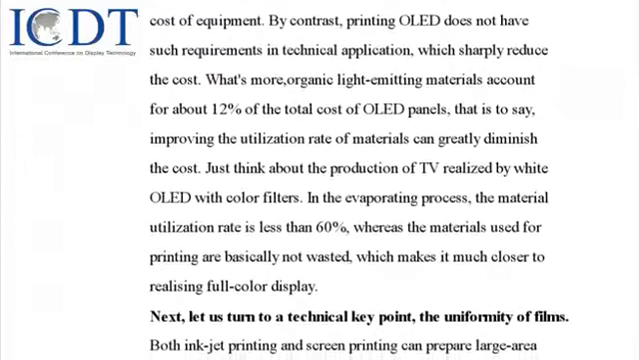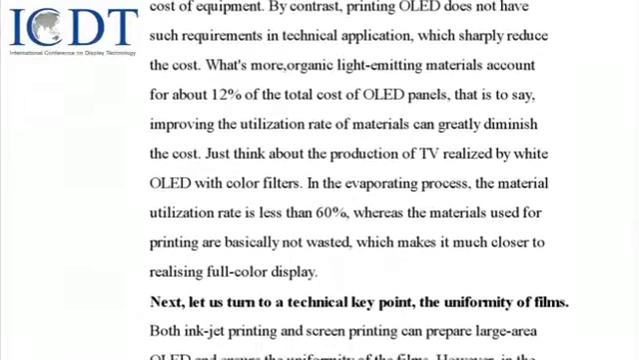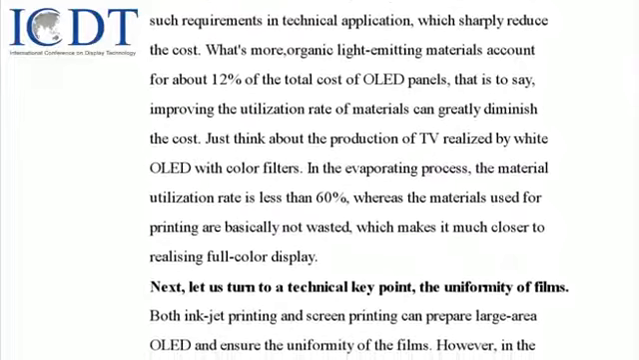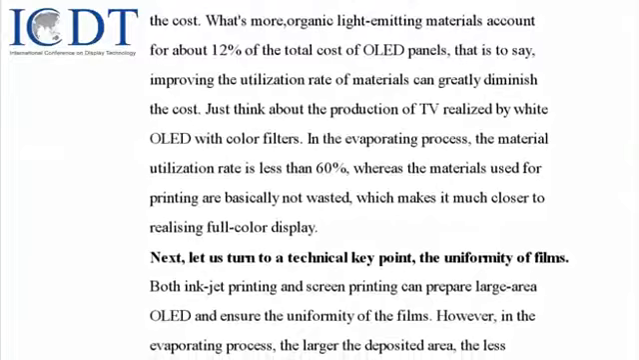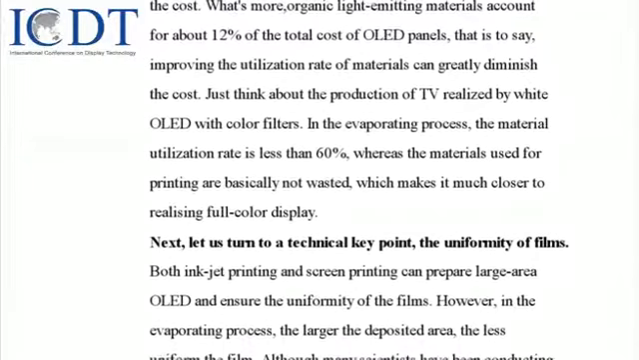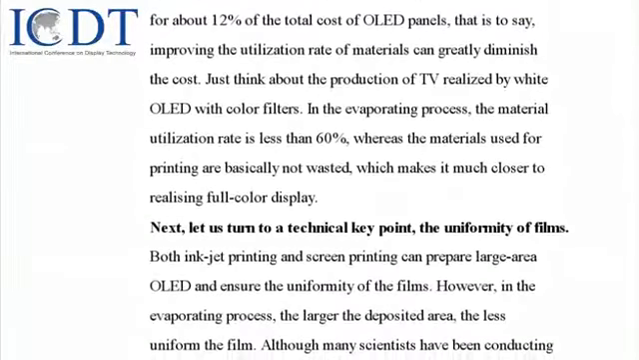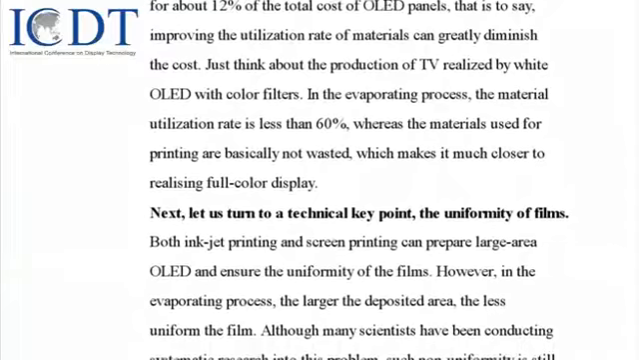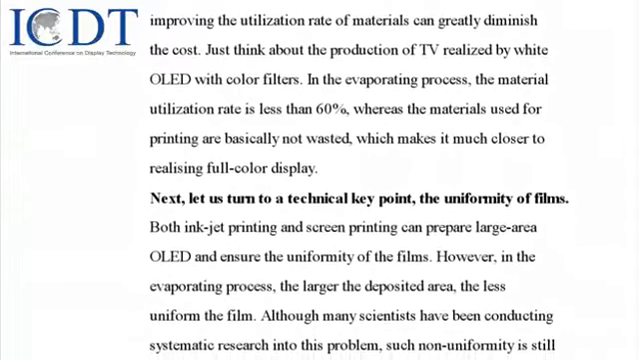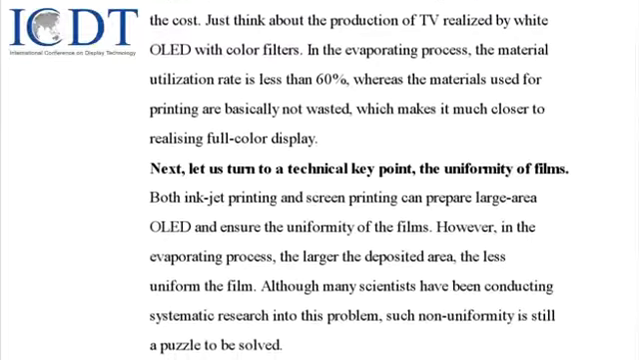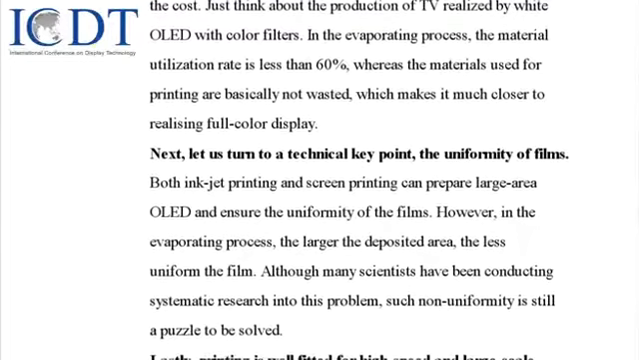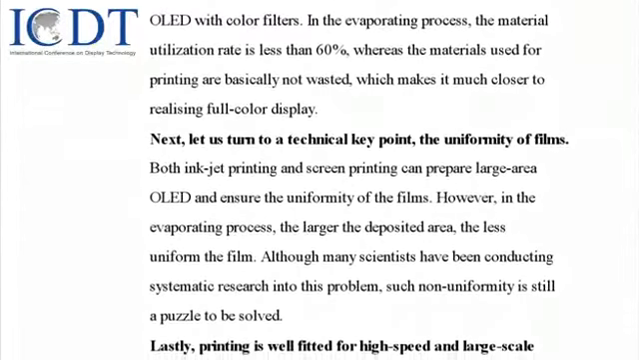Next, let's turn to a technical key point, the uniformity of films. Both inkjet printing and screen printing can prepare large area OLED and ensure the uniformity of the films. However, in the evaporating process, the larger the deposited area, the less uniform the film. Although many scientists have been conducting systematic research into this problem, such non-uniformity is still a puzzle to be solved.